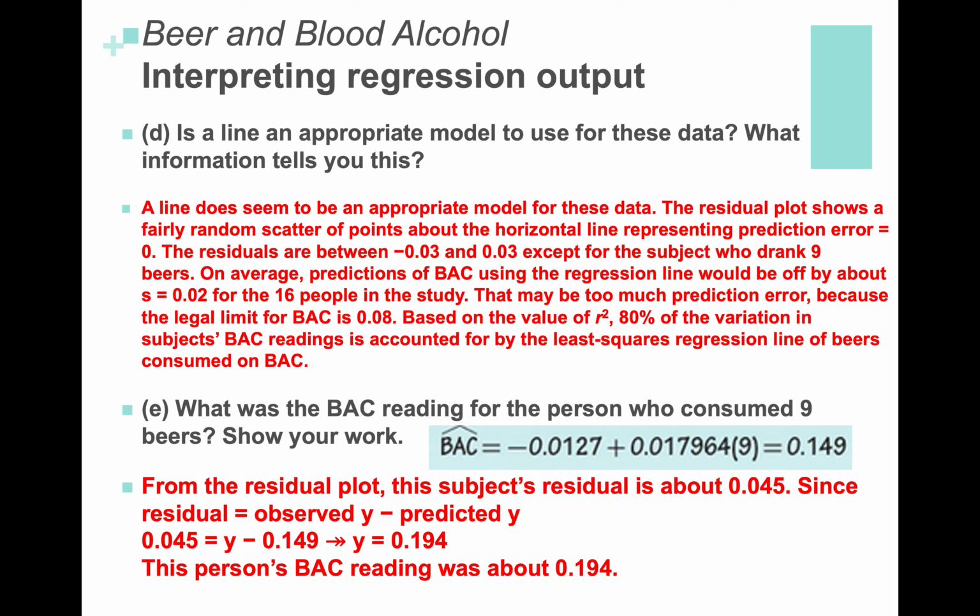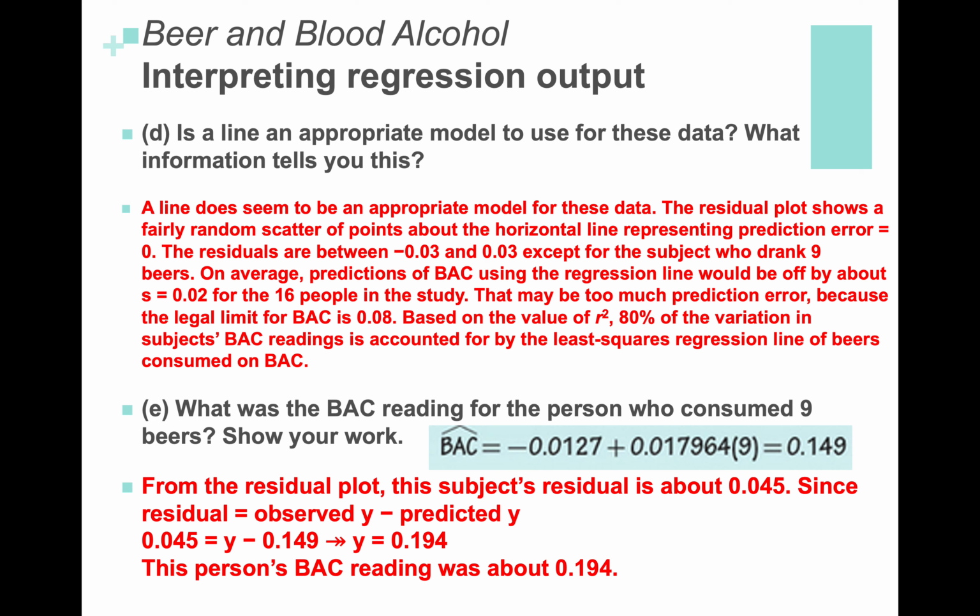From the residual plot, the subject's residual is about 0.045. Since the residual equals the observed minus the predicted, we can actually figure out what the observed one was. So I need to back up because I don't think I explained the process very well. They asked what was the blood alcohol content reading for the person who consumed 9 beers. So what they're really asking for is what was the observed amount. Well, we were not told that. They did not give us an XY chart or data to specifically say how much each person received.